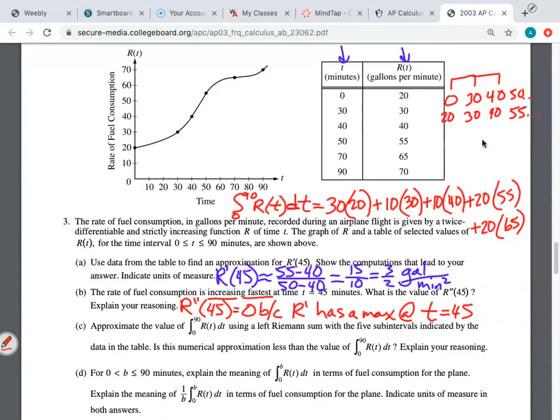All right, you can actually leave it just like that. If you have a calculator, you could compute it, but if you don't, there's no reason to compute. There's really no reason even if you have a calculator.